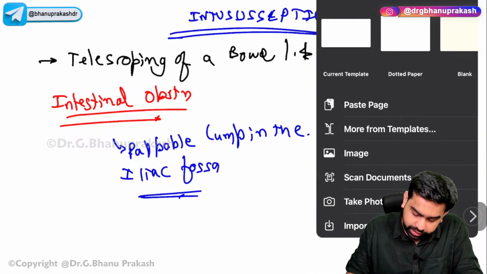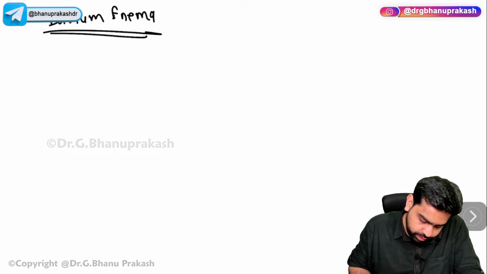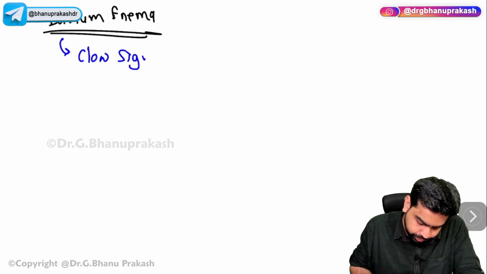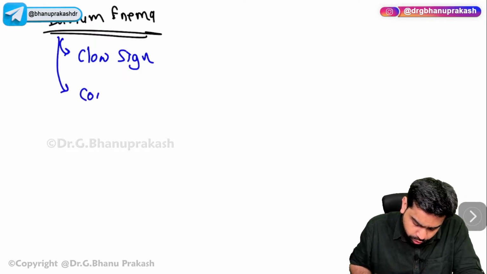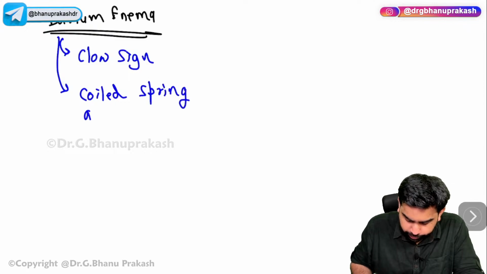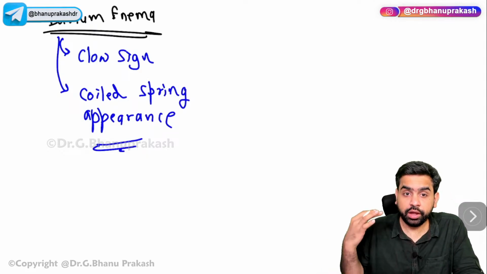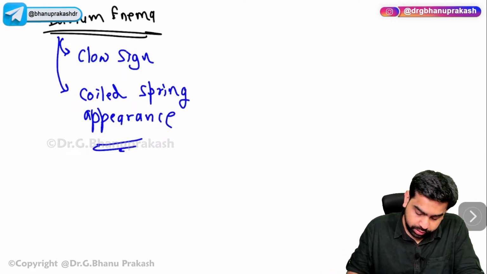Now the important thing which they keep on asking you over here is the diagnosis. So on the barium enema, what you basically find is a claw sign. You can also find a coiled spring appearance. So the coiled spring appearance and the claw sign, these are the things which you basically find in the barium enema.